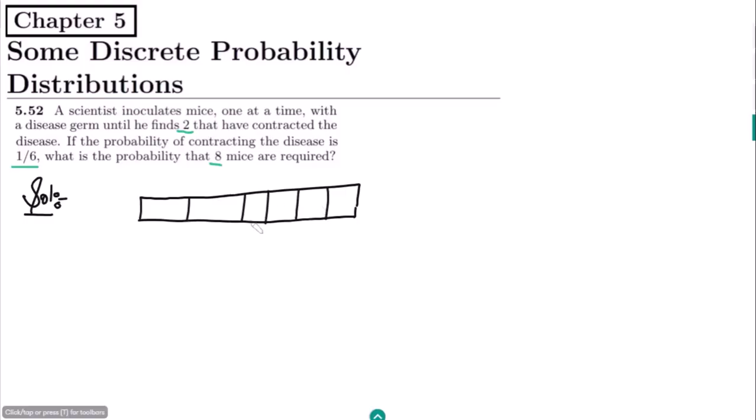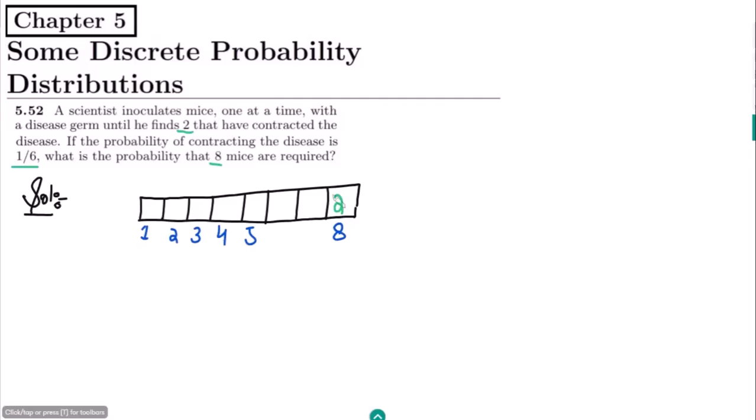So this will be done until and unless we have the 2 mice. Let me write here, this one is the first, second, third, fourth, fifth, until we have the 8th one, and here we have to find its probability. 8 mice are required, and if 8 mice are required, the last one here would be what? This will be the second mice.